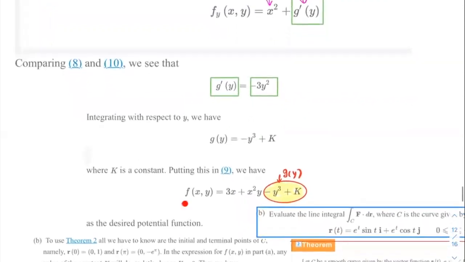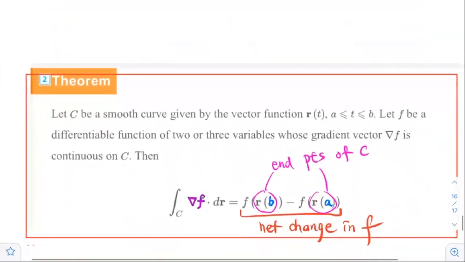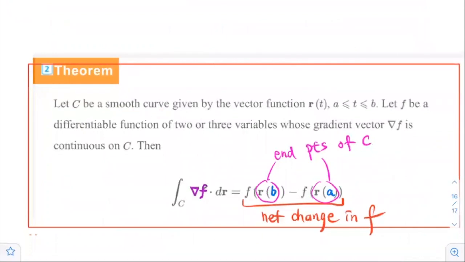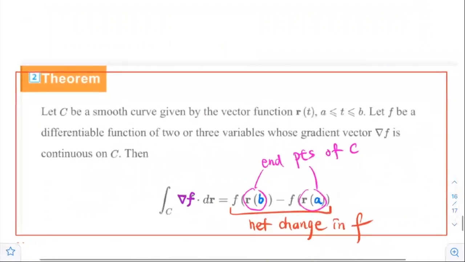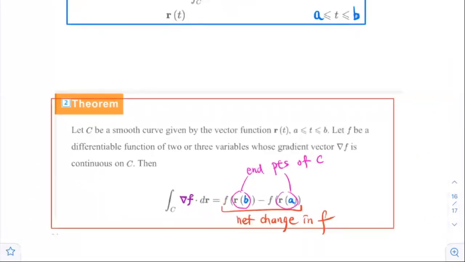And for a vector field in R3, the process is similar. How do we evaluate the line integral of a conservative vector field over a smooth curve C given by r(t), t greater than or equal to a and less than or equal to b? To do that, we'll use Theorem 2 above. So we can just consider the function value of small f at the endpoints of the curve C. And we can find the net change in small f.